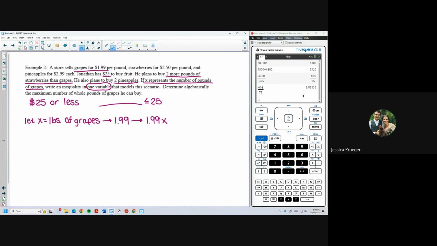Now, the next thing it says is he's going to buy strawberries. But when I look at the information on strawberries, it says he plans to buy 2 more pounds of strawberries than grapes. So if grapes are represented by x and he buys 2 more pounds of strawberries, then x plus 2 would represent the pounds of strawberries.